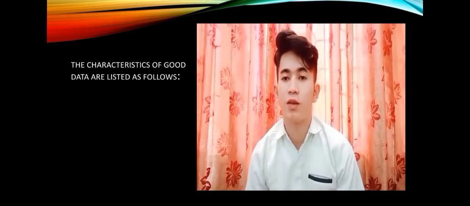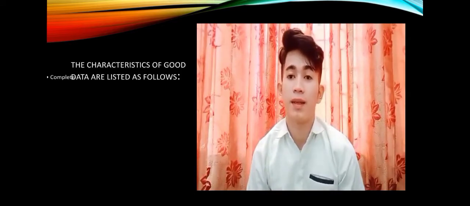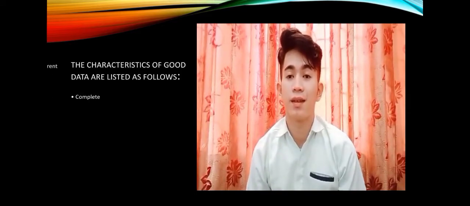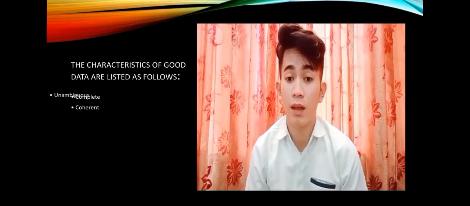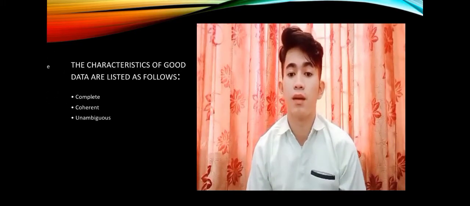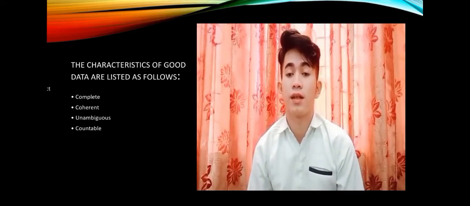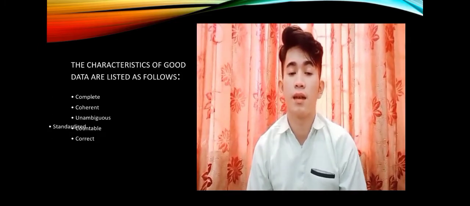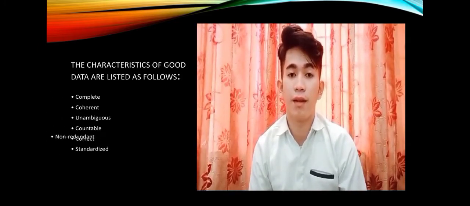So the characteristics of good data are listed as follows. First is complete, next is coherent, then unambiguous, next is countable, next is correct, then standardized, next is non-redundant.